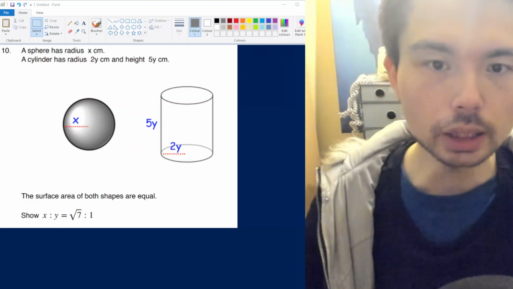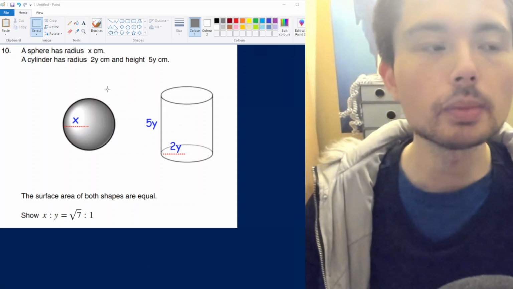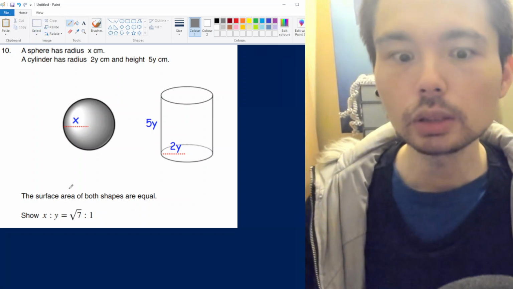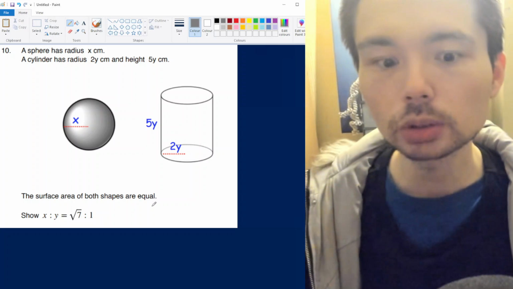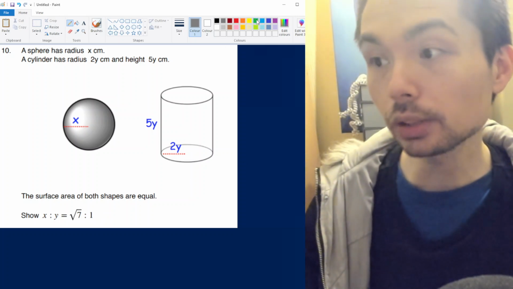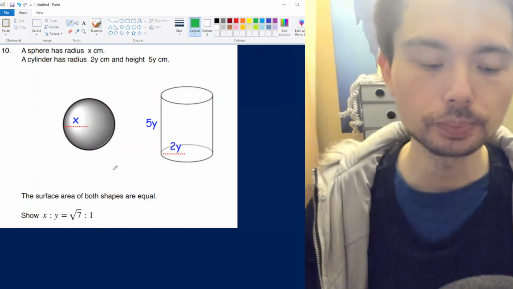Here we go. A sphere has radius x centimeters. A cylinder has radius 2y and a height 5y. The surface areas are equal. Show that x over y is root 7 to 1. That already kind of looks a bit scary. Imagine getting this in a GCSE paper.